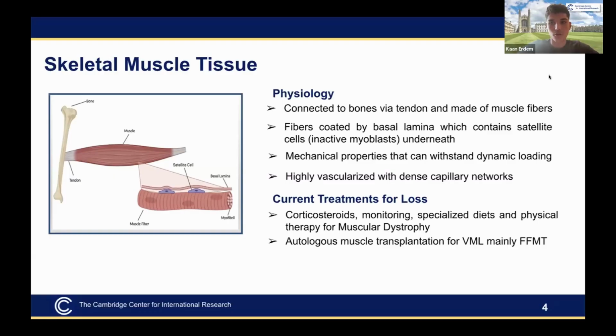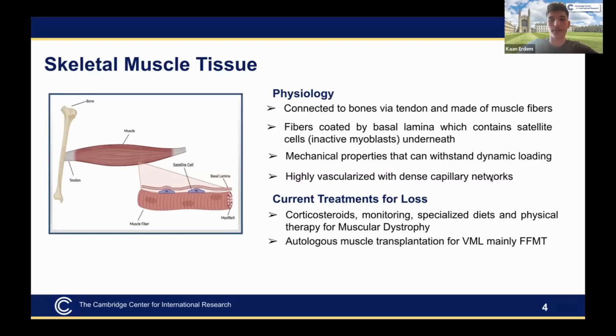The current treatments for the loss of skeletal muscle tissue arising from the conditions I described in the introduction are corticosteroids such as prednisone and deflazacort for DMD, in addition to monitoring, specialized diet, and physical therapy, which altogether increase the quality of life and lifespan of patients, and autologous muscle transplantation for VML, where mostly FFMT, free functional muscle transfer, is actually used.